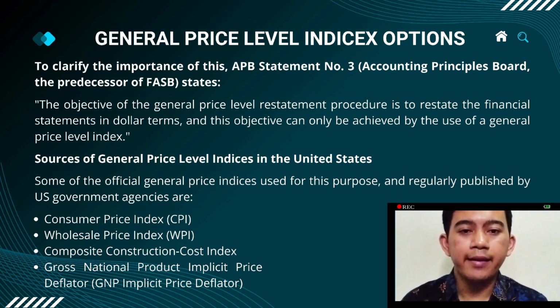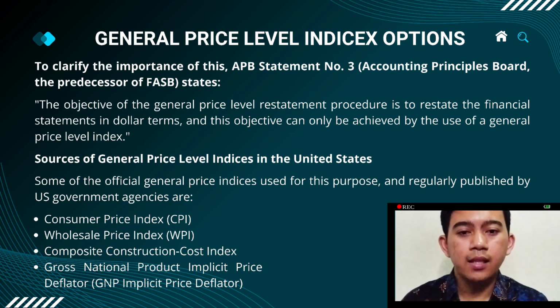In the United States, there are several general price level indicators that are officially used and published by government agencies. These include the Consumer Price Index, or CPI, which is published by the Bureau of Labor Statistics of the United States Department of Labor. This index measures the average change in the price of goods and services consumed by households, so it is often used as a leading indicator of inflation.